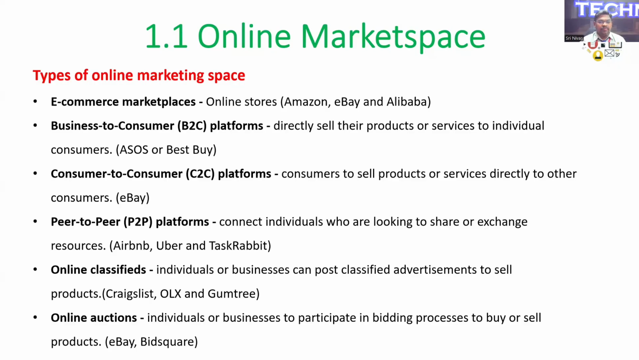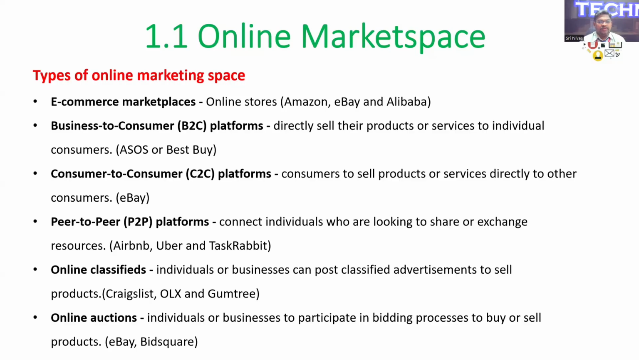For example, eBay. And then peer-to-peer, P2P, platforms. These connect individuals who are looking to share or exchange resources. For example, Airbnb and Uber, these are all peer-to-peer. Those who want to purchase a product directly go and see the product and then purchase. This is a peer-to-peer platform.